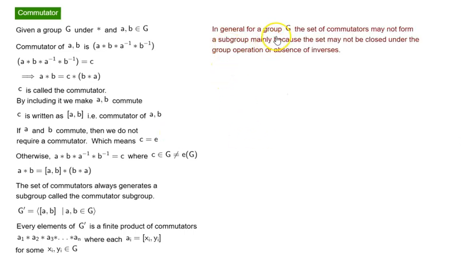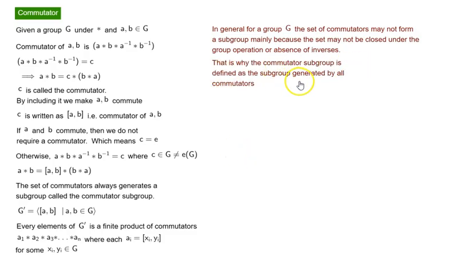But in general, for a group G, the set of commutators may not form a subgroup, mainly because the set may not be closed under the group operation or because of the absence of inverses. That is why the commutator subgroup is defined as the subgroup generated by all commutators. So let's say we have C1, C2, C3 as the commutators of group G. Then G prime is equal to the subgroup generated by C1, C2, C3. So let's see how we can build it.